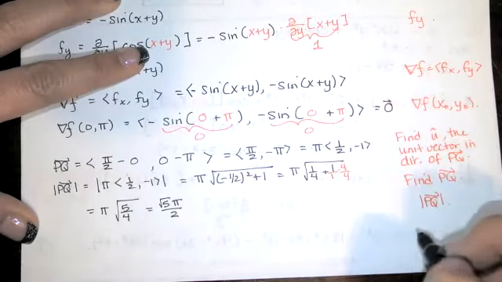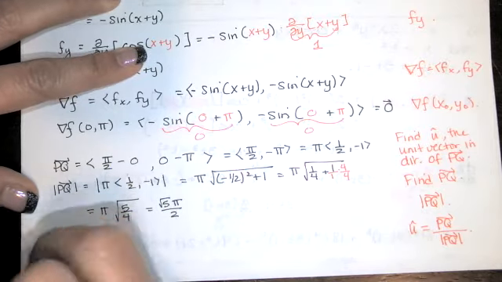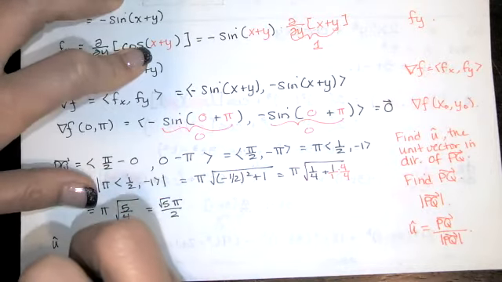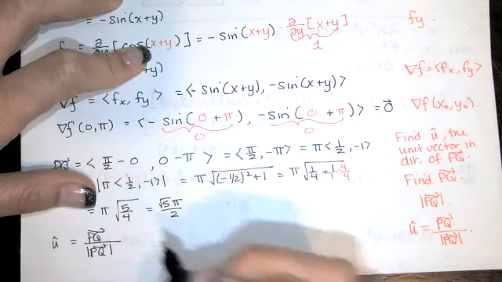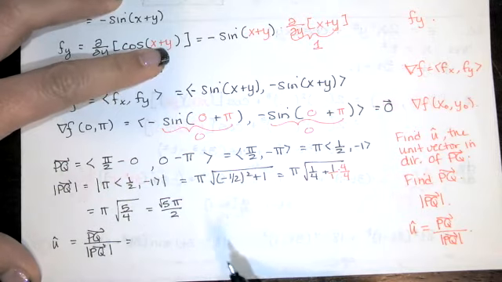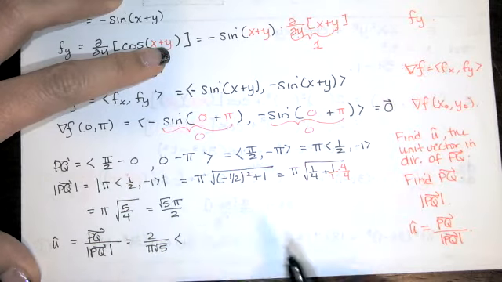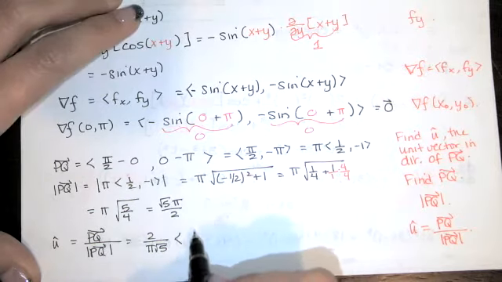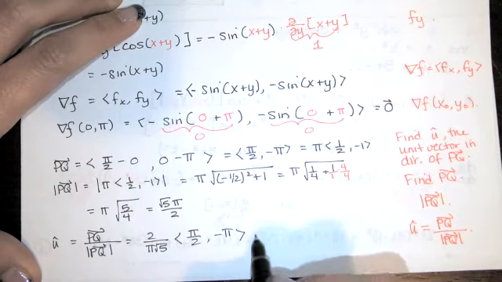And we want the unit vector in the direction of PQ. So you just take the original vector and you divide by its length. Now, dividing by this fraction is the same as multiplying by the reciprocal. So I'll take that and flip it and multiply it by this vector. And the vector had components pi over 2 and negative pi.